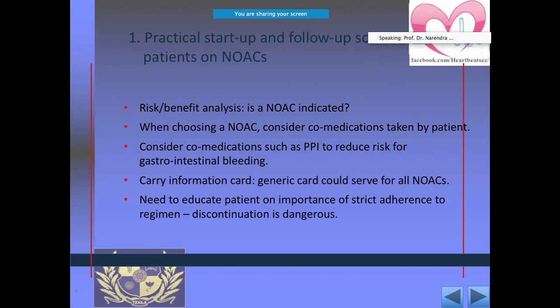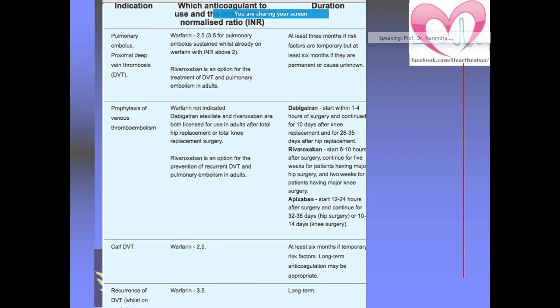One of the practical questions that always comes up is, what about the practical startup and follow-up scheme which should be followed for patients on NOACs? First of all, we need to understand whether a NOAC is indicated or not. Then you have to consider the co-medications someone is taking, especially proton pump inhibitors, which should be advised to reduce the risk of gastrointestinal bleeding. And it is always better that all NOAC patients carry an information card, so that if there is some problem, the attending physician should be able to know about it.